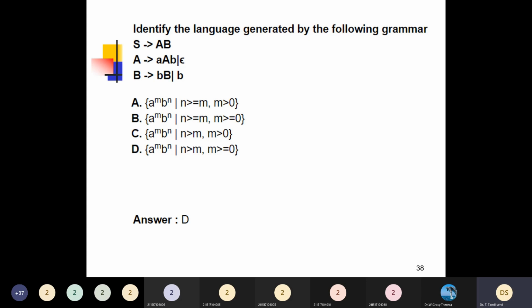And then here we have only one GATE question. Identify the language generated by the following grammar. So here we have the grammar. Using this grammar, we have to derive a string, whether you use a rightmost derivation or leftmost derivation. After deriving a string, we have to recognize the string, and based on the recognition, we can write the language. So according to the given rules, we will be getting a power m, b power n as the language, where n should be greater than m, where m is greater than or equal to 0. This is the language for the given CFG.